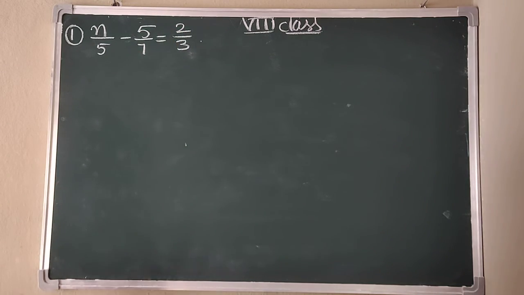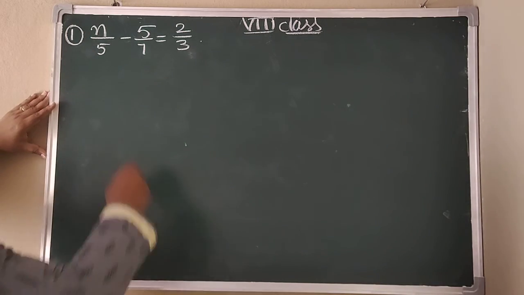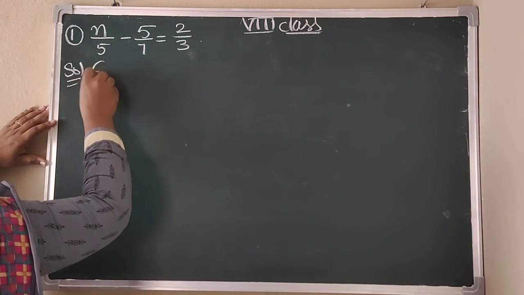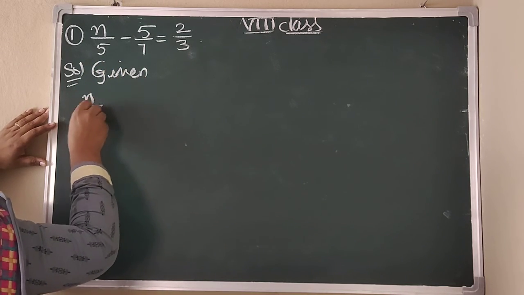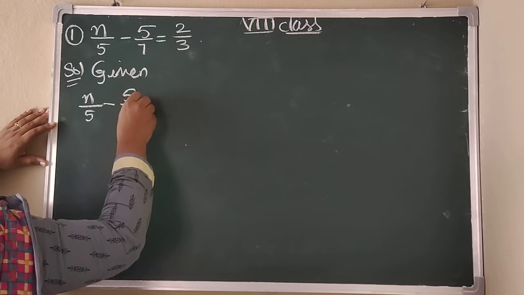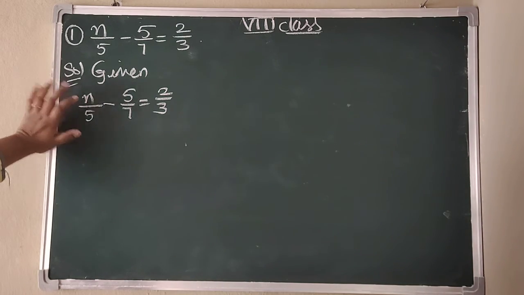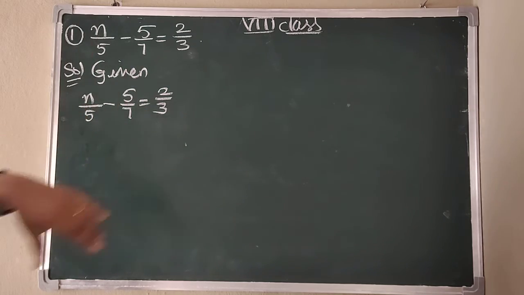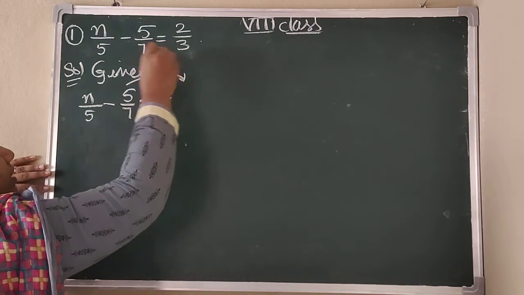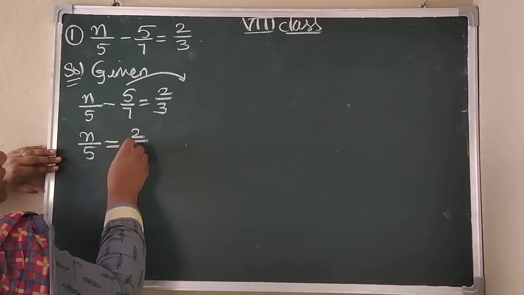n by 5 minus 5 by 7 is equal to 2 by 3. We have to find the n value here. First we will write the given. Now which term can we transpose for finding the n value? n is connected with 5 by 7 as well as with 5. So first I am transposing this 5 by 7 to the other side. If you transpose 5 by 7 to the other side, that will be plus 5 by 7.